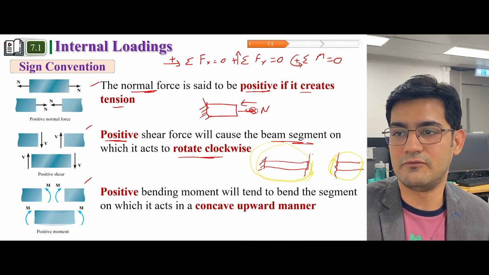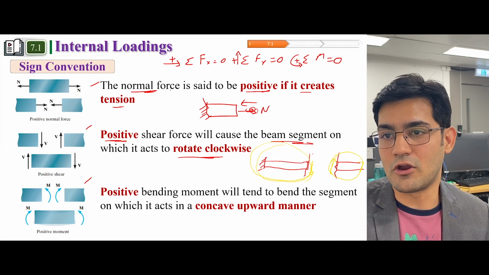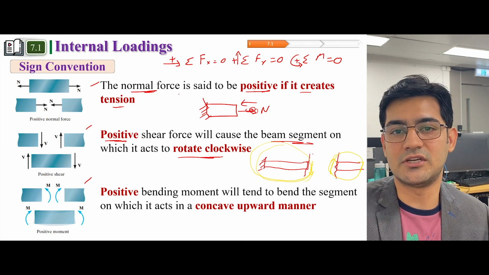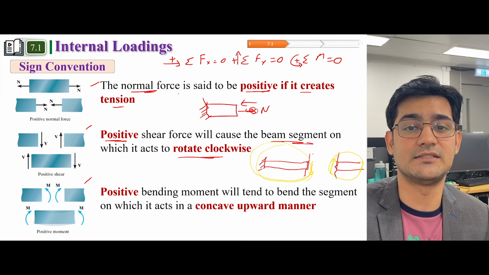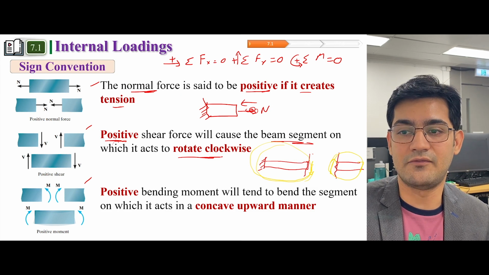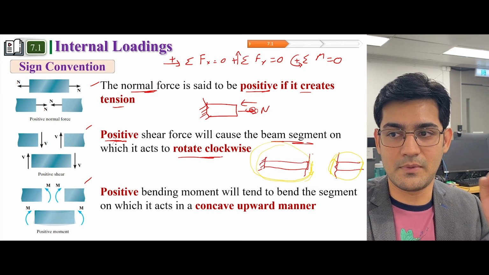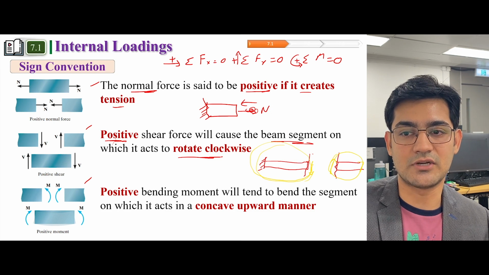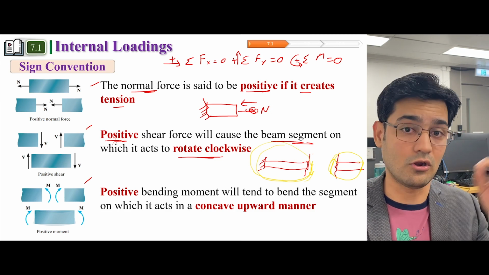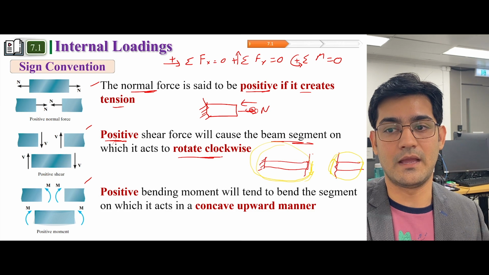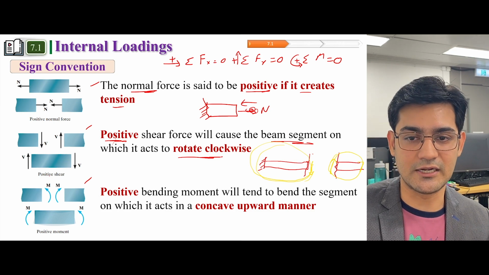But for now, we just have to remember that for normal force, if it's creating tension, it's positive. If it's creating compression, it's negative. And for shear, if it's applied on a beam such that it's trying to rotate it clockwise, so clockwise shear is positive and anti-clockwise shear is negative.